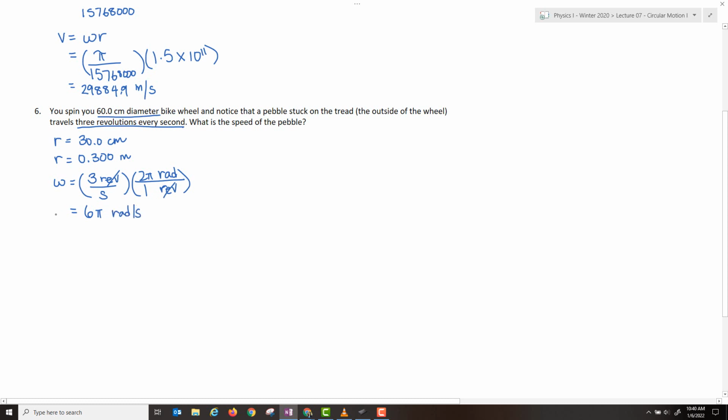So now I know my r and my omega, and the question wants, what is the speed? So that's a v. I can use that conversion equation again. v equals omega r. My omega is 6 pi, and my r is 0.3. Now I'm going to type it up with the pi and everything so I get my final answer as a decimal. So I have 6 pi times 0.3, and I have approximately 5.65 meters per second. So my velocity is 5.65 meters per second.